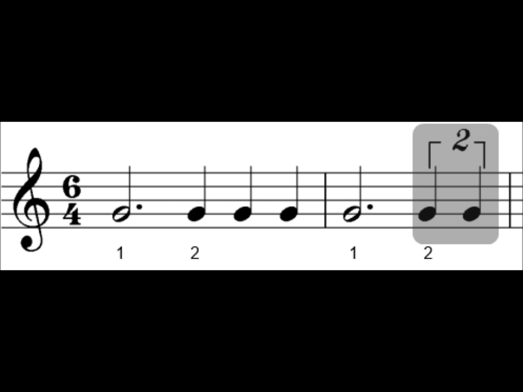Here's an example in 6/4. Remember that 6/4 means that there are 2 dotted minim beats per bar, and each of those main beats is divided up into 3 crotchets. In the second bar, there's a duplet. This means that the 2 crotchets here should be played in the time of 3 normal crotchets. So that's how time signatures work.